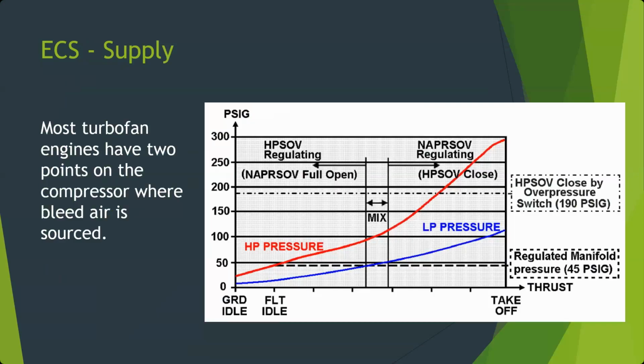Okay. And it makes more sense rather than having to regulate 100 PSI down to 45, we just take the air that's already at 45 PSI, right? And then as it continues to rise, rather than having to regulate 300 PSI air down to 45 PSI, we just have to regulate 110 PSI down to 45. So it switches over to taking air from the low pressure port at higher RPMs.